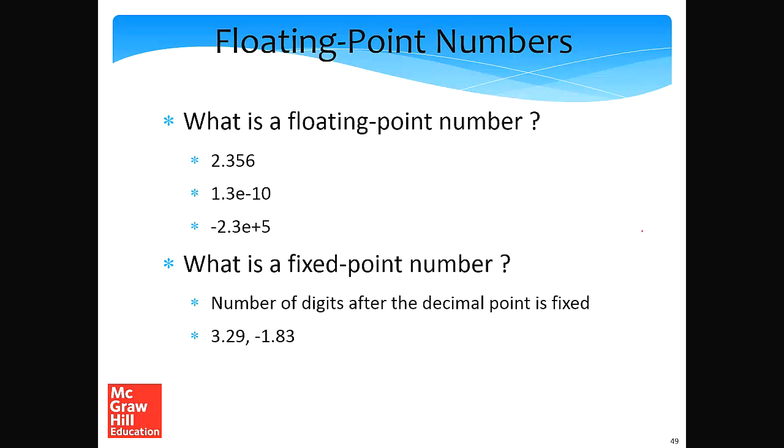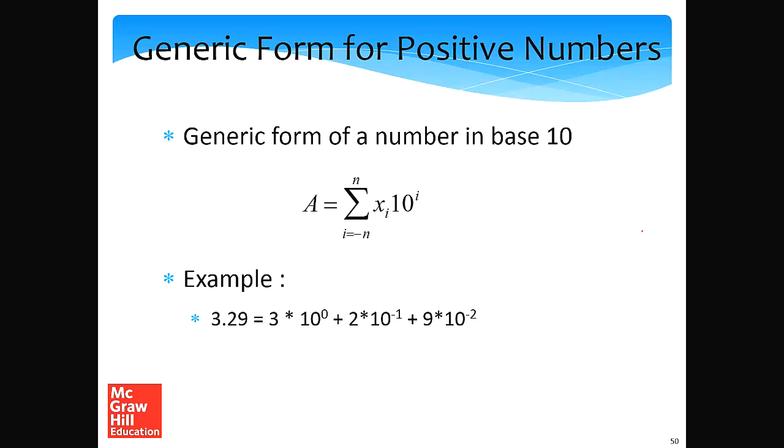So one example of such a number is 3.29. Any number representing, let's say, currency is a fixed point number. So the number of digits after the decimal point is fixed. So what is the generic form of a number in base 10 if we consider just positive numbers? The generic form of 3.29 in base 10 is 3 times 10 to the power 0, which is 3, plus 0.2, which is 2 times 10 to the power minus 1, plus 0.09, which is 9 times 10 to the power minus 2.